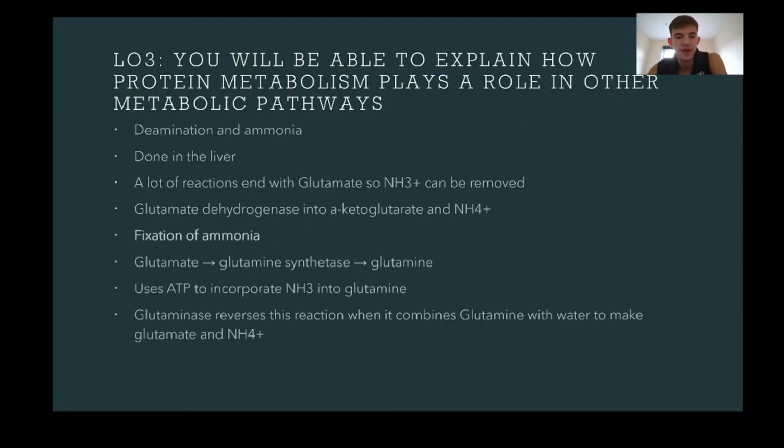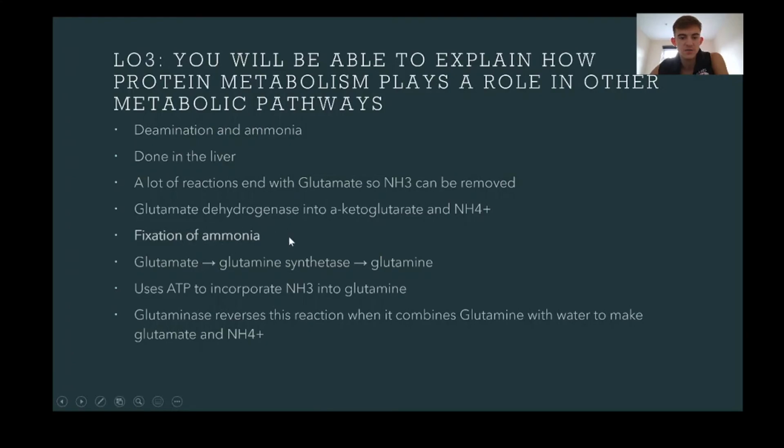So if we talk about deamination and ammonia, how do we then get rid of this ammonia that we've made? And that's again done in the liver. So a lot of reactions end with this glutamate in order for this NH3, sorry, this would be just NH4+, to be removed. And we've got glutamate dehydrogenase that can turn glutamate into alpha ketoglutarate and this ammonium ion here. And this can then be put into the urea cycle, which we'll talk about in the next lecture.